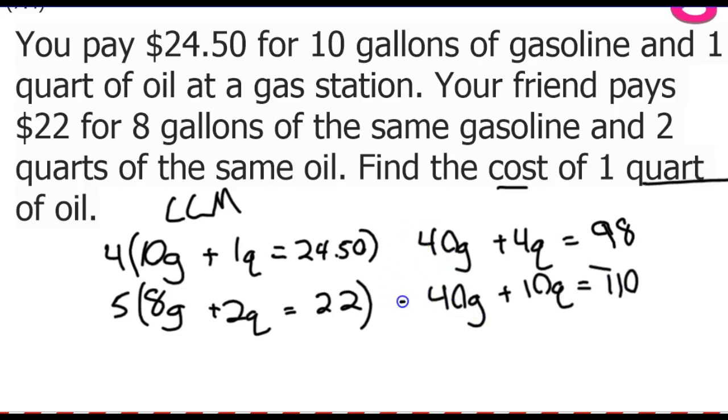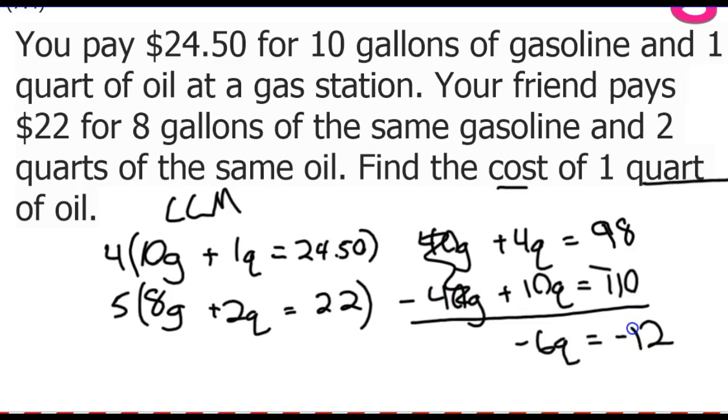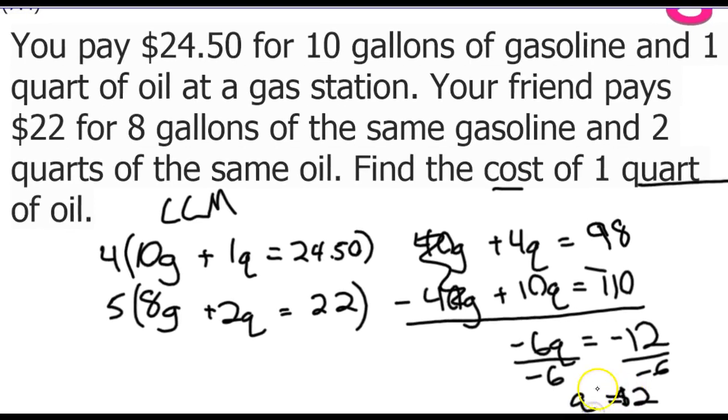So if I'm going to subtract these two equations, that would get rid of my 40Gs. So 4 minus 10 gives me a negative 6Q. 98 minus 110, that gives me a negative 12. I divide by negative 6. 1 quart of oil is going to cost $2. 1 quart equals $2.